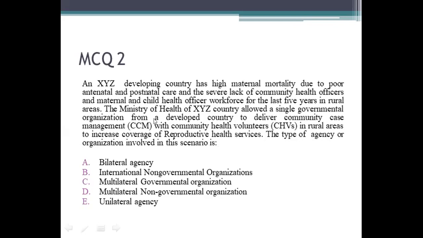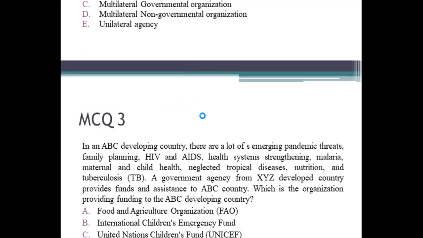In this scenario, the correct answer is A, alpha, yes, because it is a bilateral agency. The country allowed a single governmental organization from developed countries to deliver community case management, and in a bilateral agency, a single industrialized country provides funds and technical assistance to developing countries.